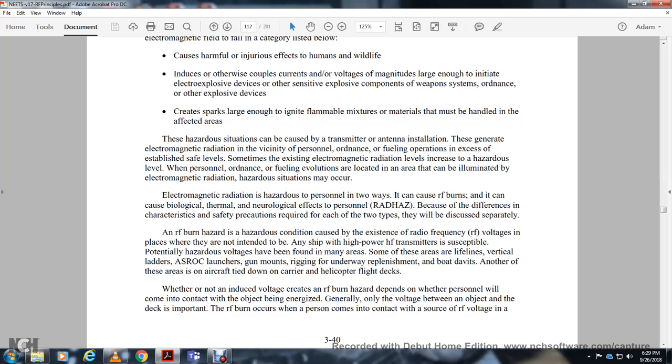Electromagnetic radiation hazards affect personnel in two ways: they cover radio frequency burns, and they can also cover the biological, thermal, and neurological effects on personnel. We cover the different characteristics and safety precautions required for each of the two types and will discuss them separately.